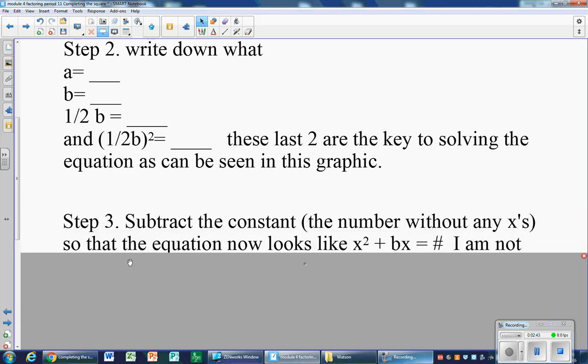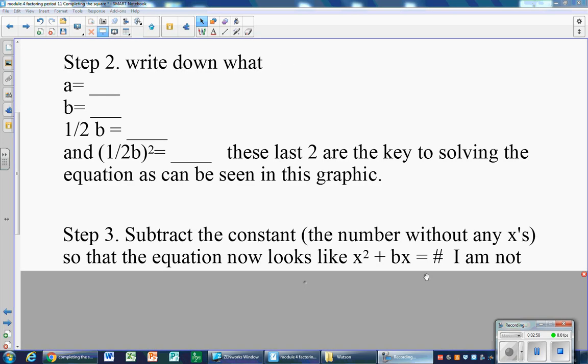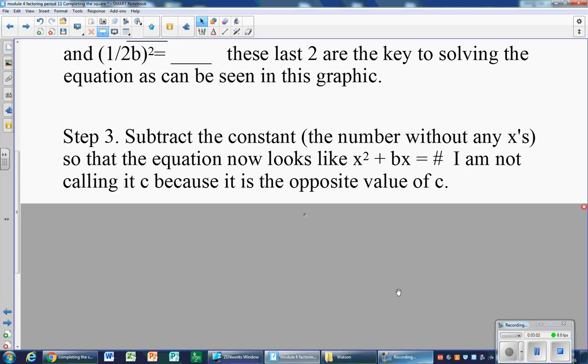Step 3, subtract the constant, the number without any x's, so that the equation now looks like x squared plus bx equals a number. So here we have x squared plus bx is going to equal a number. And I'm not going to call it c because it actually has the opposite value of c.